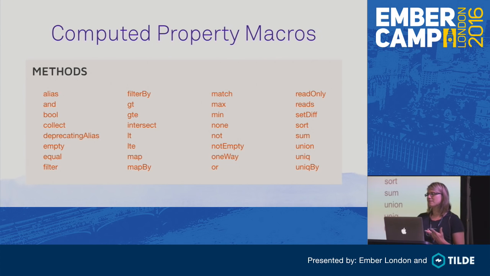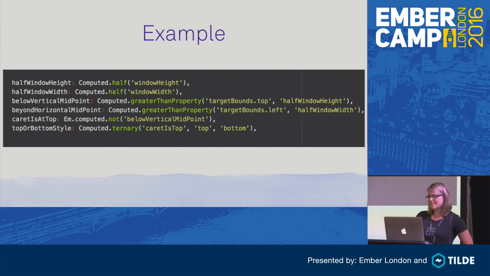The advantage of them is to get rid of multi-line computed properties. So I'll show you an example here now. These are some of our computed properties, like half, for example, which halves a computed property value. Computed ternary is a ternary operator for computed properties. And the advantage of having our own set of computed property macros is to get rid of some of the duplication of code. I'll show you an example in a moment that makes it easier to understand.